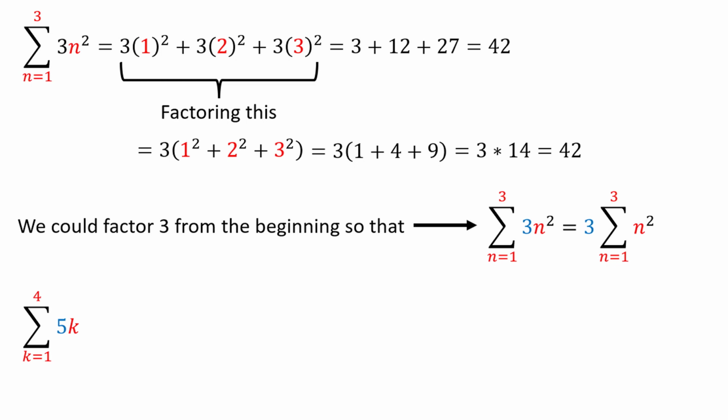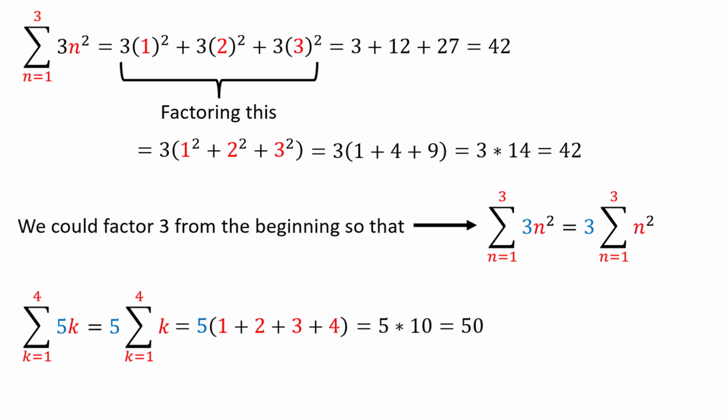Say you have the sum from k equals 1 to 4 of 5k. This could be written as 5 times the sum from k equals 1 to 4 of k, using the property that allows us to bring coefficients to the front of sums, which simplifies to 5 times 1 plus 2 plus 3 plus 4, or 5 times 10, which is equal to 50.